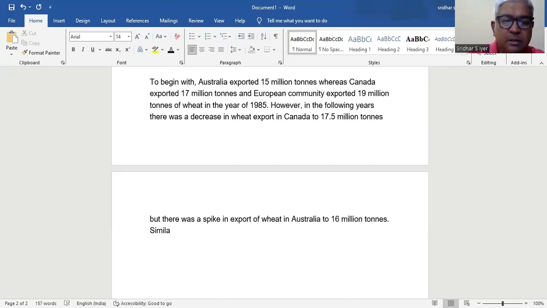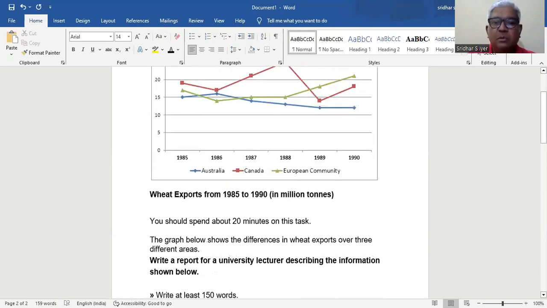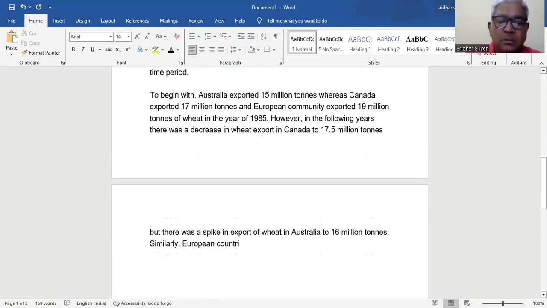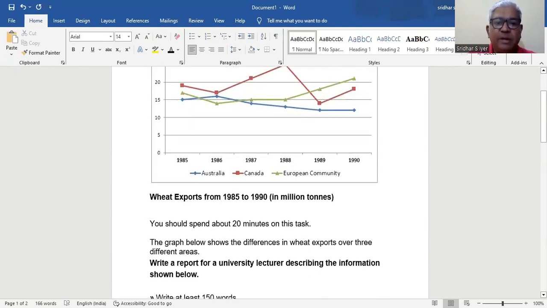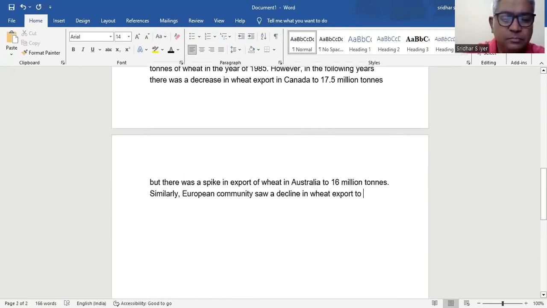Similarly, European community saw a decline in wheat export to around 13.5 million tons.